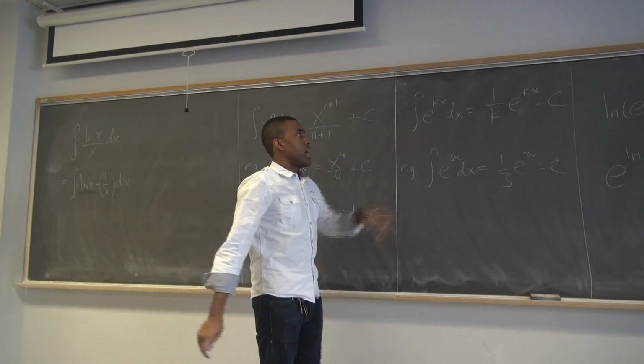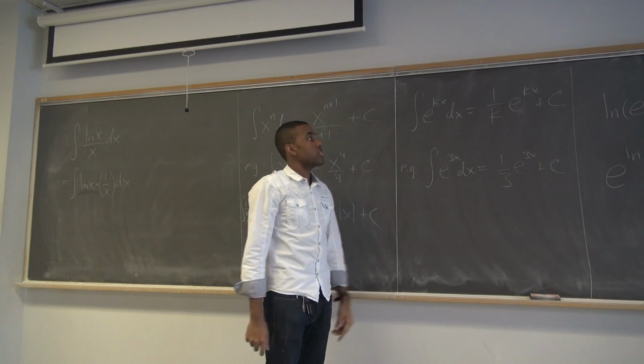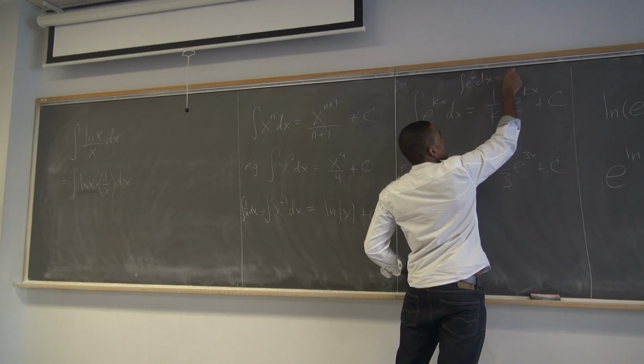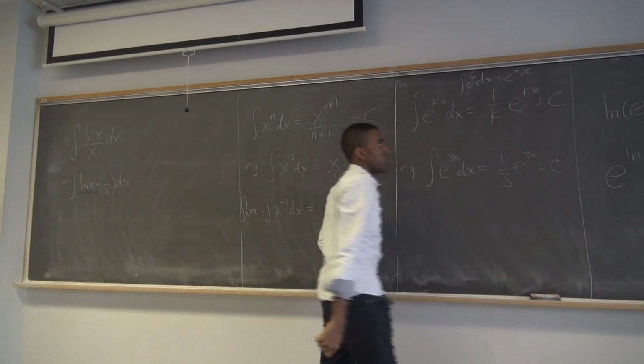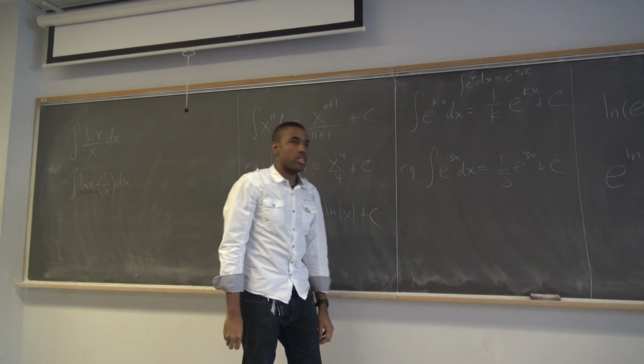How would you have figured that out? Remember that rule. How would you get to that? I'm assuming that you know that the derivative of e to the x is just e to the x. The antiderivative, right? So why when I put a k here do I get 1 over k? What did we do?